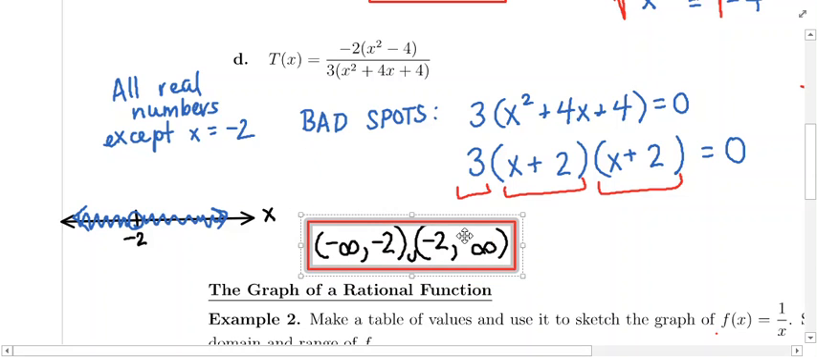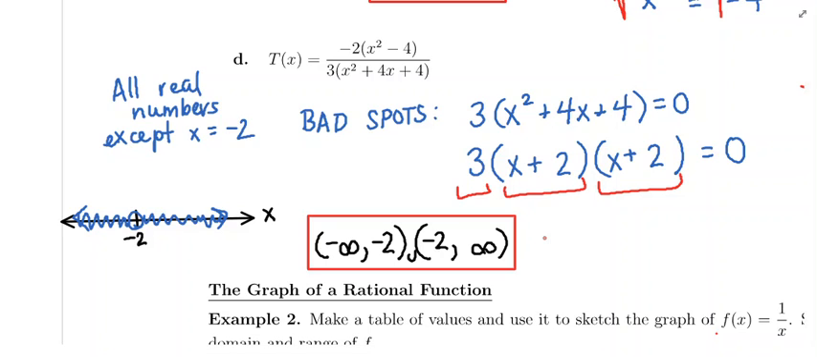Okay, so just keep in mind how you need to find the domain of a rational function. You need to concentrate on the denominator. As long as there's not a square root or something like that in your numerator, you can solely focus on the denominator. Set it equal to 0 to get your bad spots, and then your domain is going to be all real numbers except for the bad spots.